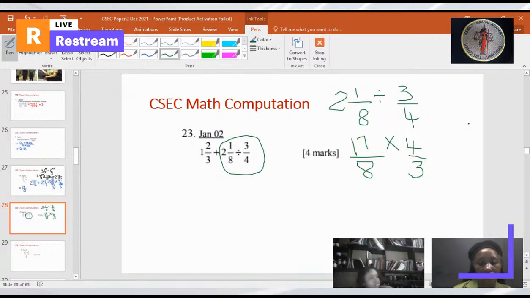Okay, miss, we're going to see if anything can be reduced. The four and the eight can be reduced by four. Four into four goes one, and four into eight goes two times. So we get what? 17 times 1, that's 17, and 2 times 3 is 6.